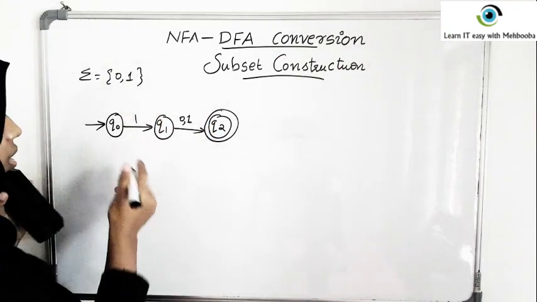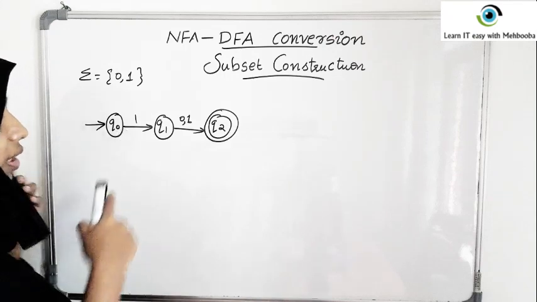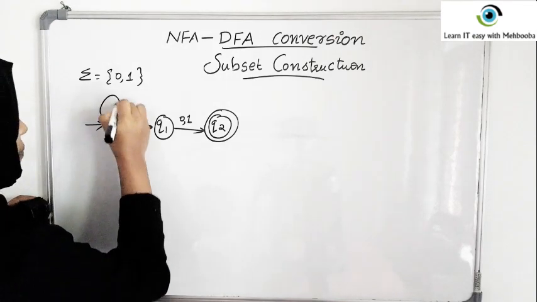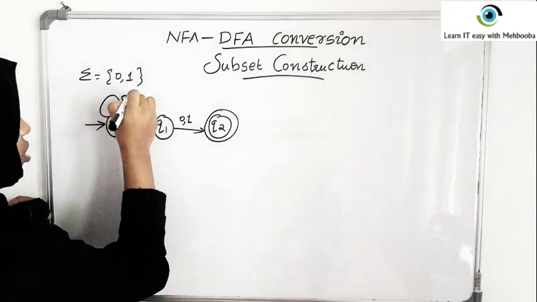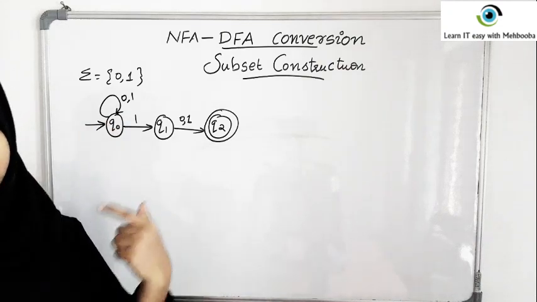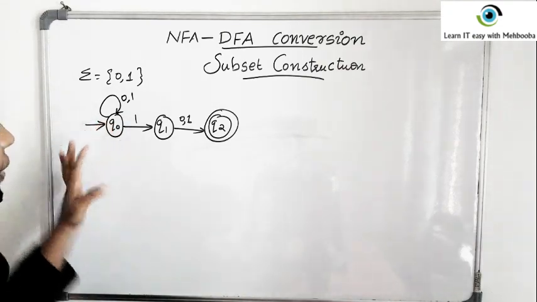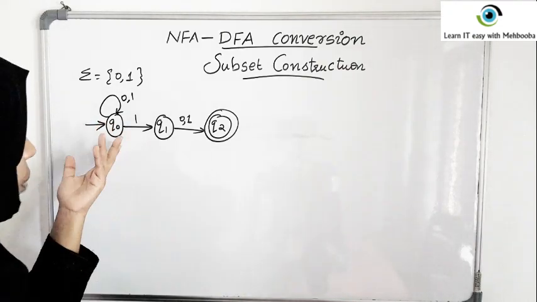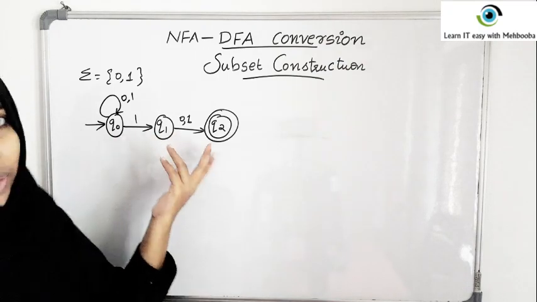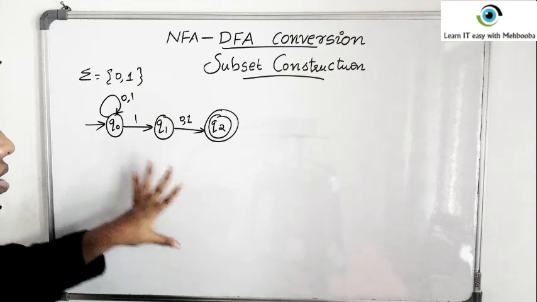Now the condition for the 1 is that it should be in the second last position. So you can have any number of zeros and ones before this, even 1 lakh zeros or ones, any combination of zeros and ones. Then a 1, and then 0 or 1 at the end. So this is the NFA.